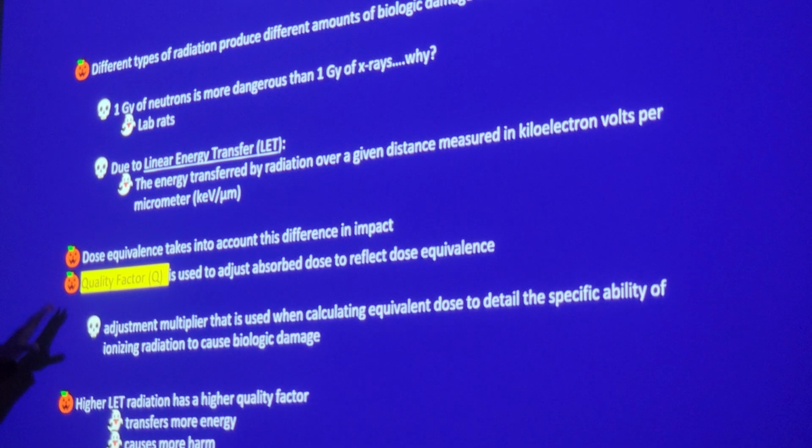Which is why we have different weighting factors for different types of radiation, right? So it can be called quality factor or radiation weighting factor. So the takeaway from this is higher LET radiation has a higher quality factor, meaning it transfers more energy, causes more harm.